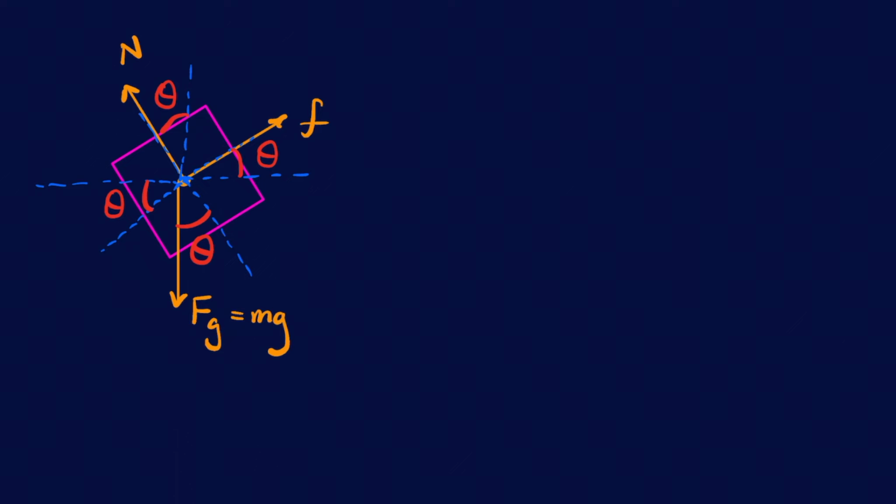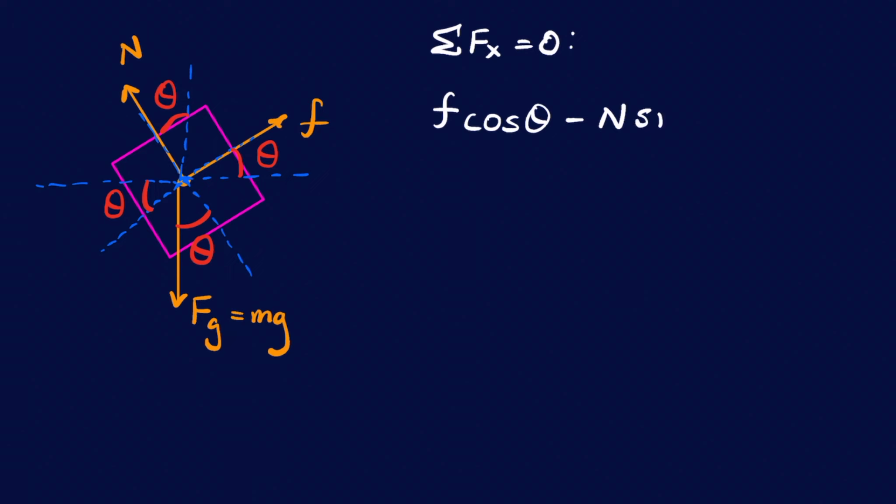And by the way, I have a whole other video on this if you're kind of confused, but it usually takes practice. So in the x direction, we want to sum up our forces to equal 0. Now the first force we have is the friction force, and that's acting in the positive x direction. So this will be F times the cosine of theta. Now in the negative x direction, we have the normal force, so we want to do minus the normal force times the sine of theta.